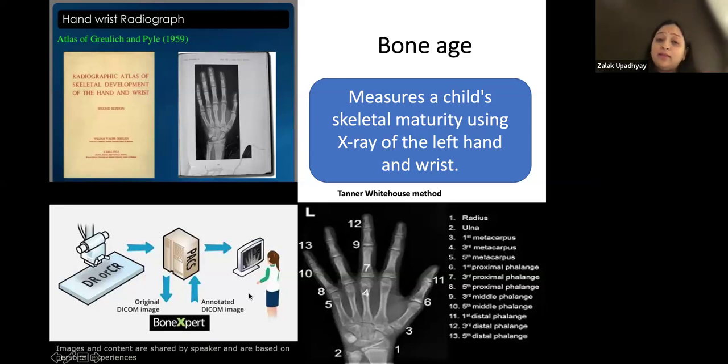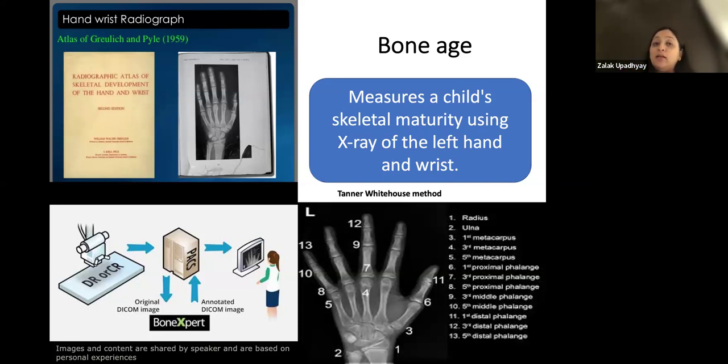We also have another method, the BoneXpert app, which is very costly. It gives you a result in a few seconds, but the Tanner-Whitehouse method takes a little while, around 5 to 10 minutes. Even if you practice a lot, it takes a few minutes to come to a conclusion about the bone age. Even for experienced pediatric endocrinologists, it takes time. So it only comes with habit.